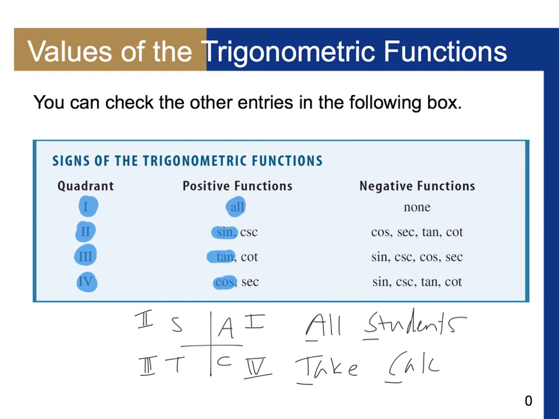So we're saying, all students take calc. That's how we get this little acronym. All students take calc, to help remember which ones are positive. All students take calc. All, sine, tangent, cosine are the positives.